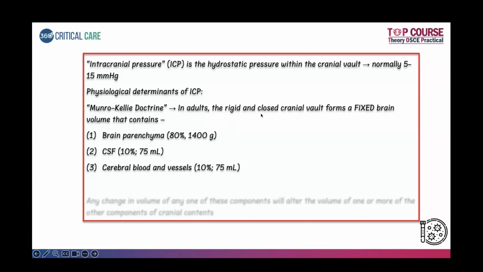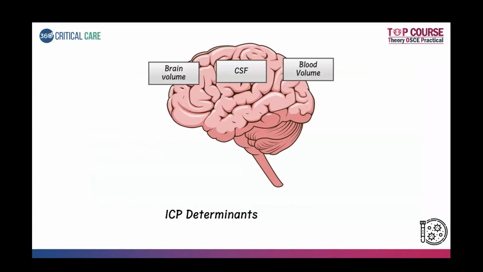So in adults, the rigid and closed cranial vault forms a fixed volume that contains brain, CSF, and blood vessels. Brain parenchyma accounts for 80%, CSF accounts for 10%, and cerebral blood and blood vessels account for 10% of the volume. So any change in the volume of any of these components will alter the volume of one or more of the other components of the cranial contents. This compensation happens to a particular range, beyond which further compensation will not happen and will cause an exponential rise in the intracranial pressure. So that's the Monro-Kellie doctrine.